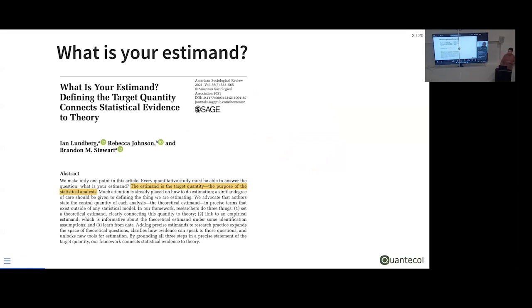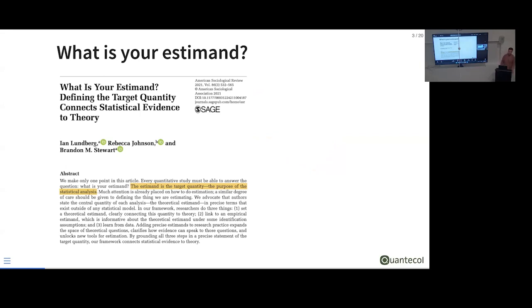So I just wanted to start this presentation with this paper from a sociological journal, which is very simple. Their question is, what is your estimate? And the authors define the estimate as the target quantity, or what you're actually estimating with a statistical analysis. And when you have a question, you need to define your estimate so that you are actually answering the question that you think you're asking.